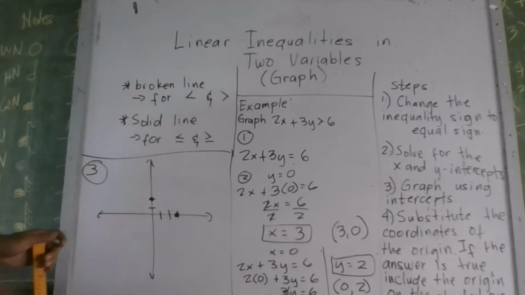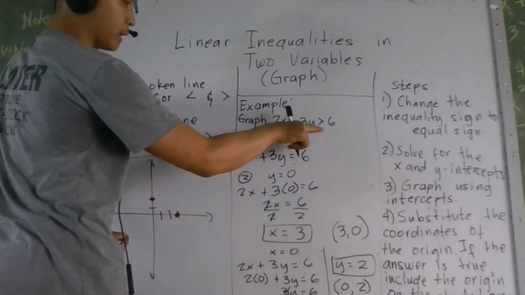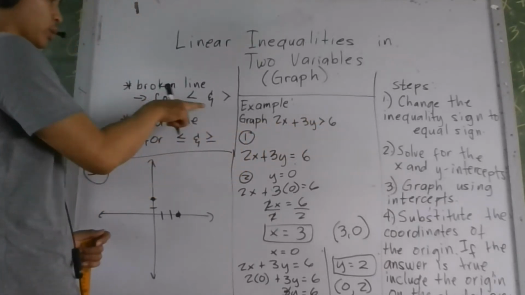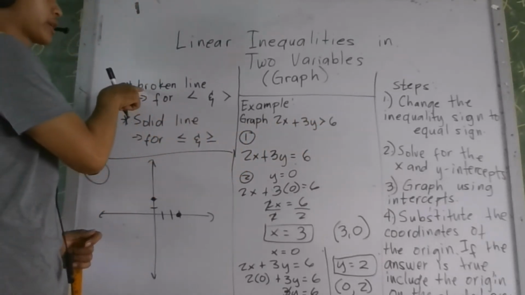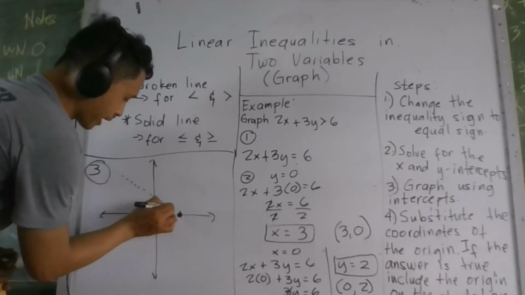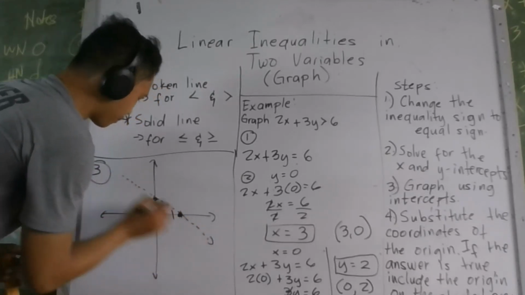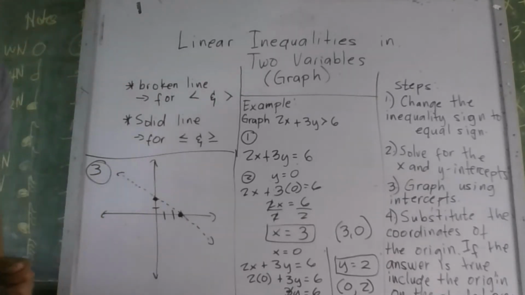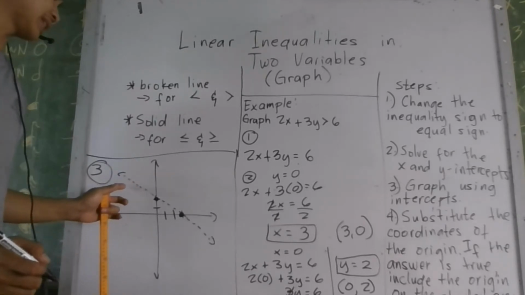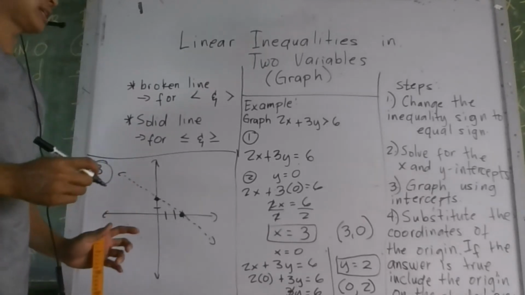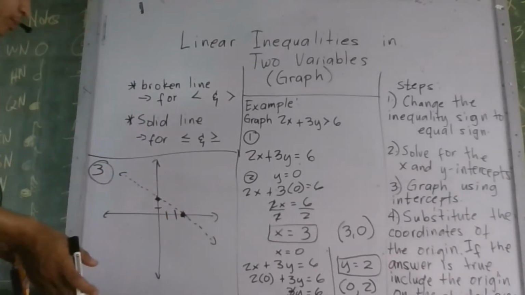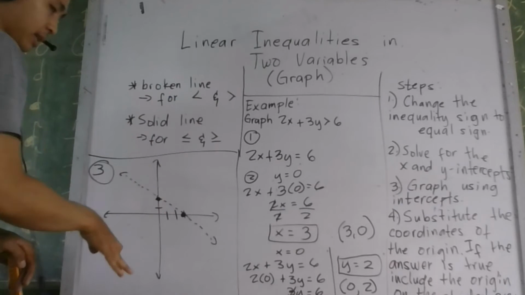What are we going to do next? Identify. Ano yung inequality natin? Greater than. Walang equal sa ibaba. So therefore, what we're going to use is a broken line or a dash line. So all we have to do is connect the 2 points using broken line. That is the graph. Okay? However, this is not the graph. This is the graph for linear equations. Pag sinabi natin linear inequalities, it's a plane. Okay? Therefore, we have two parts here, the upper one and the lower one.